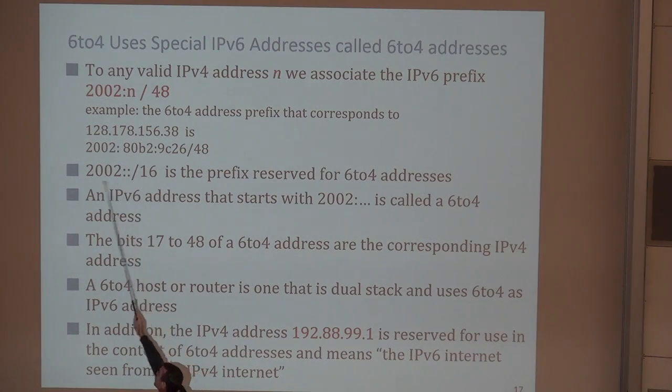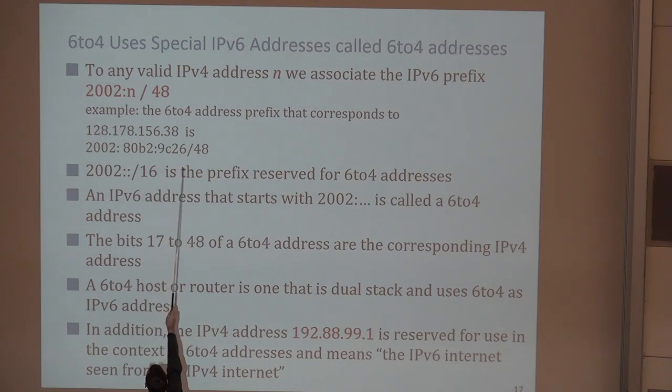So exactly those 4 hexadecimal digits means 6to4 addresses. So all addresses that start with that are reserved for 6to4 addresses. And if you have such an address, the things that come immediately after this prefix of 16 bits are an IPv4 address. Of course, when we write it in hexadecimal digits, we have 32 bits, it will be a hexadecimal address.